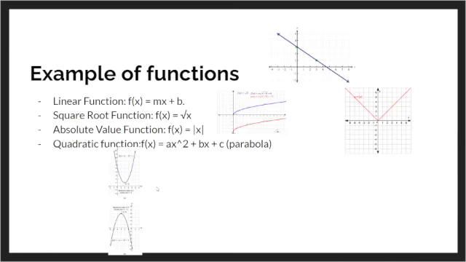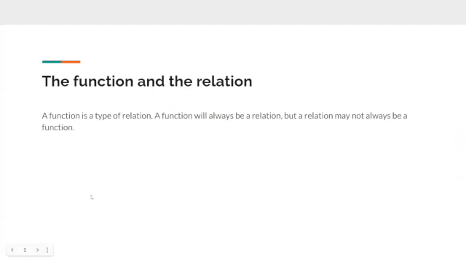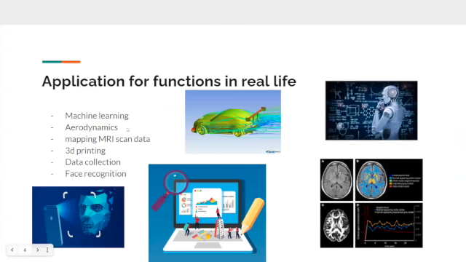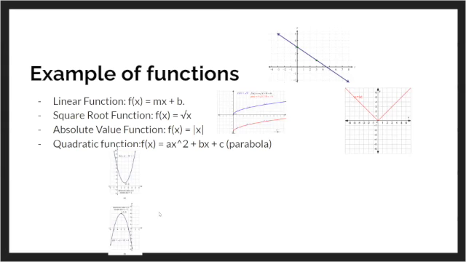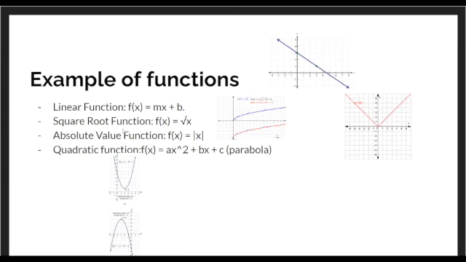Examples of functions. There's the linear function, which is mx plus b for the formula. The square root function, the square root of x. The absolute function, f(x) is equivalent to the absolute value of x. And the quadratic function, ax squared plus bx plus c. If this is the graph of the function, this is known as the parabola.